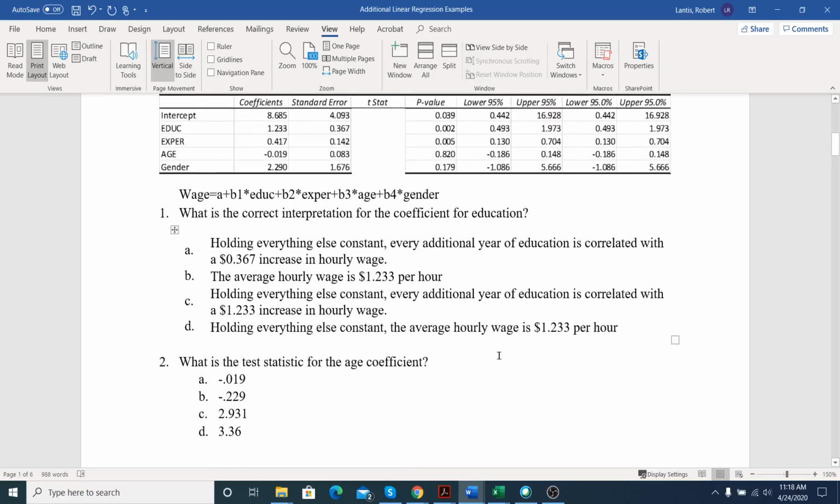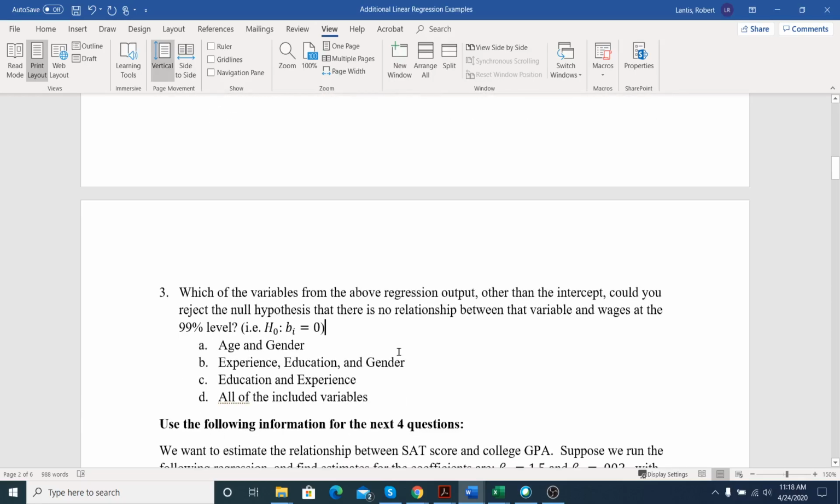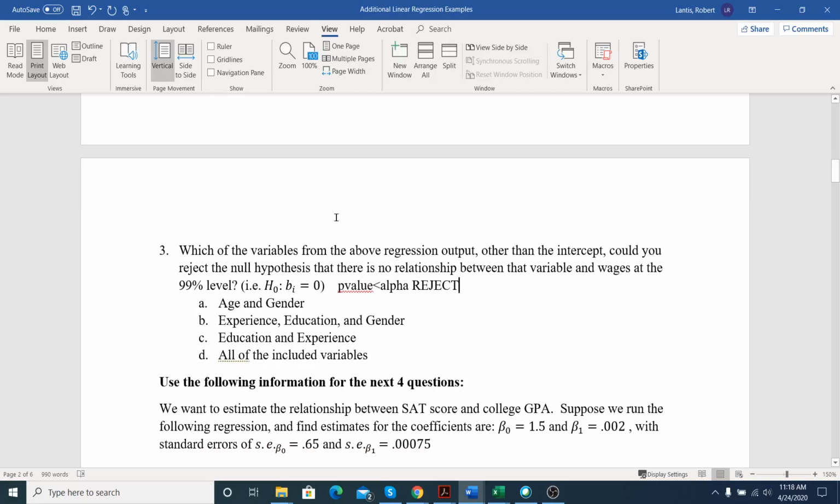Right? So all we were doing there was really just taking the p-value, and if it was less than alpha for that variable, we rejected. If not, then we failed to reject. Same rule that we've been using for all of our hypothesis testing. Okay? So education and experience.